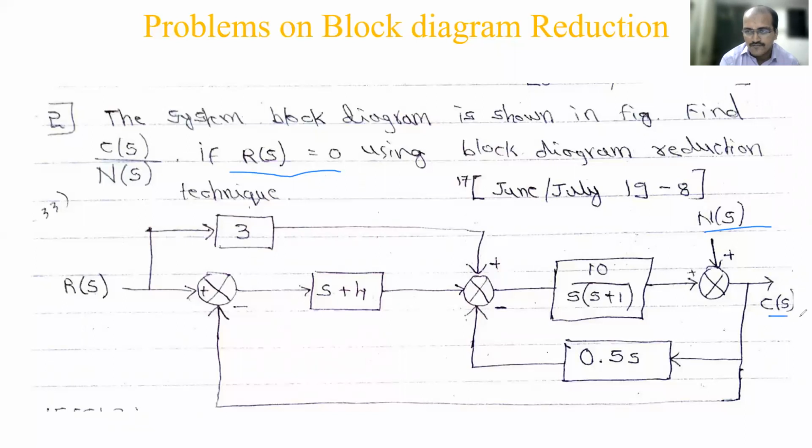So they have asked C of S by N of S, and what they have given is R of S is 0. So you have to take this in the first step. What is the output here at this point? It is 3 into R of S, right? This is the block transfer function multiplied by input, this above block. So 3 into R of S is 0, which means this complete block is 0, so it will be removed. What will happen to this summing point? This line is not there, this line also gone, and this line also gone. Only the summing point is there.